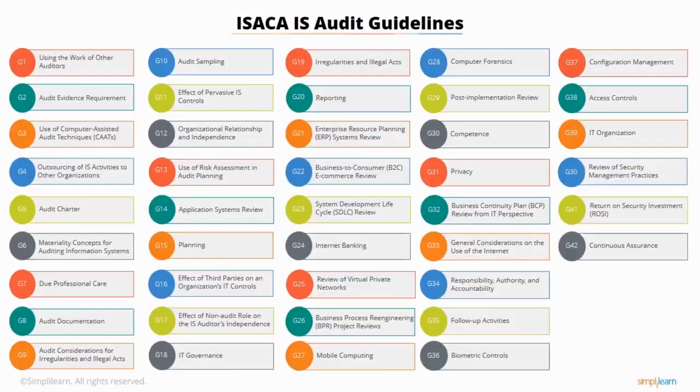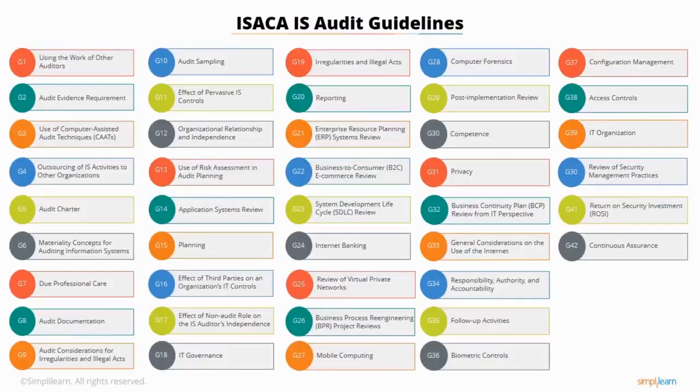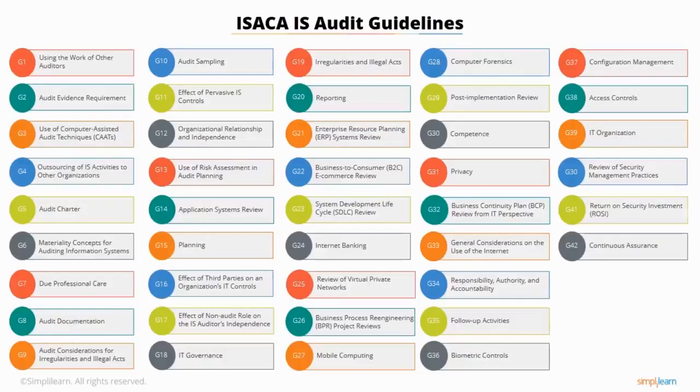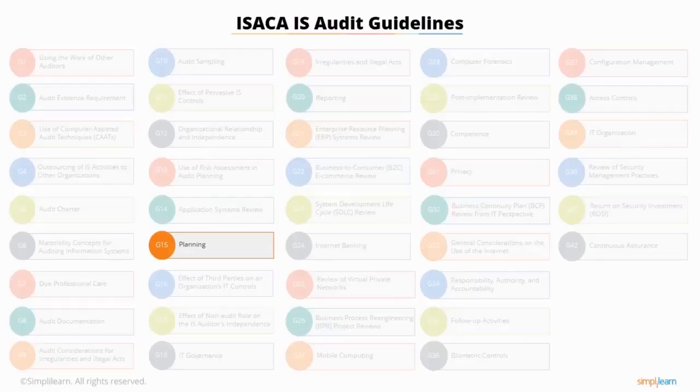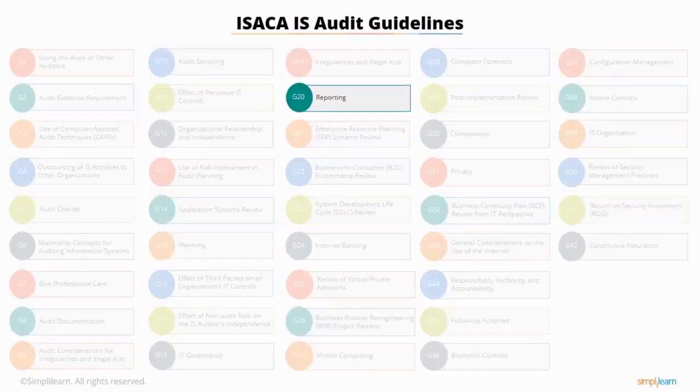What we see here, due professional care, that ties directly in with the Professional Code of Ethics, so G7 is particularly important. There's an entire knowledge statement on G10 audit sampling, which discusses how to do proper sampling. Audit evidence requirement G2 also is prominent on the certification test. G15 planning, a properly planned audit, is the only way you're going to have a good audit. And of course, G20 reporting, the way you report your audit, is essential to communicating your findings to the stakeholders.